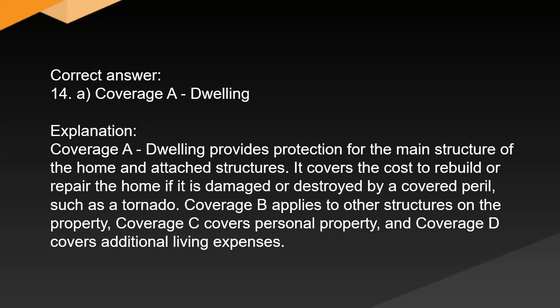Correct answer: A. Coverage A, Dwelling. Explanation: Coverage A, Dwelling provides protection for the main structure of the home and attached structures. It covers the cost to rebuild or repair the home if it is damaged or destroyed by a covered peril, such as a tornado. Coverage B applies to other structures on the property. Coverage C covers personal property, and coverage D covers additional living expenses.